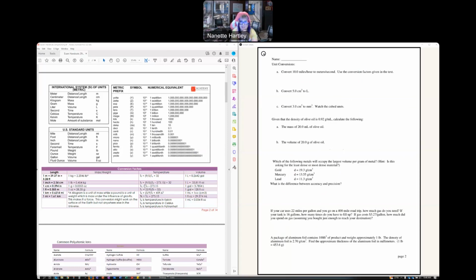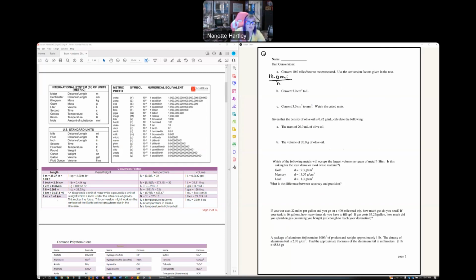All right. Let's talk about some unit conversions. So convert 10 miles per hour to meters per second. Use the conversion factors given in the text. So I'm going to refer you here. So 10 miles per hour. I have 10 miles per hour. That's my initial unit. I know that 1 mile, which is an MI, which is why I said that, 1 mile is 1.61 kilometers.